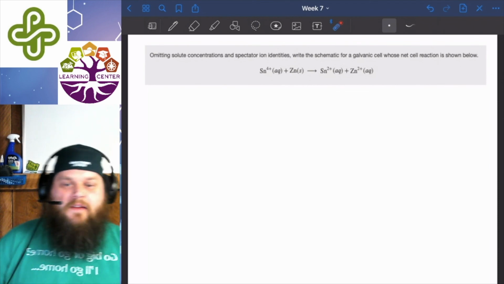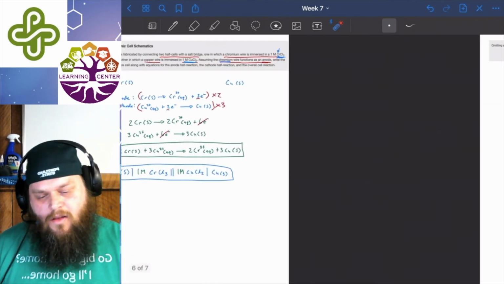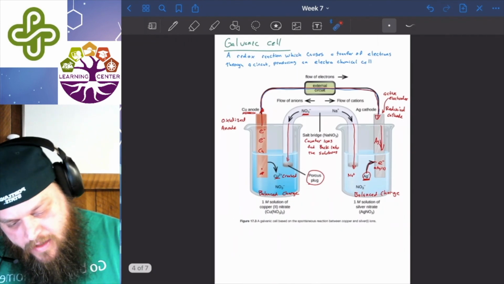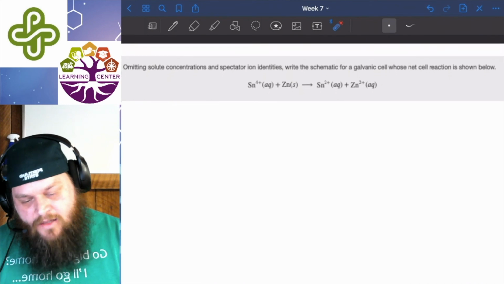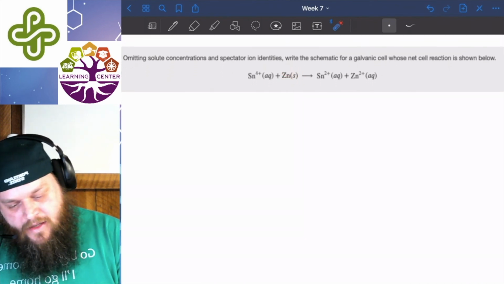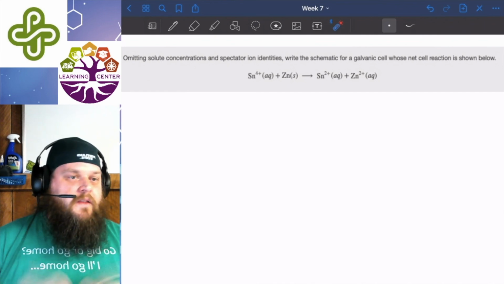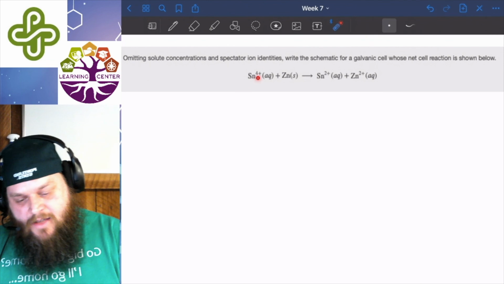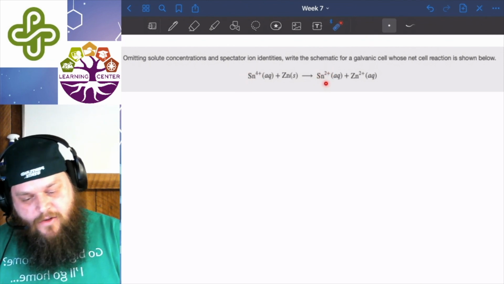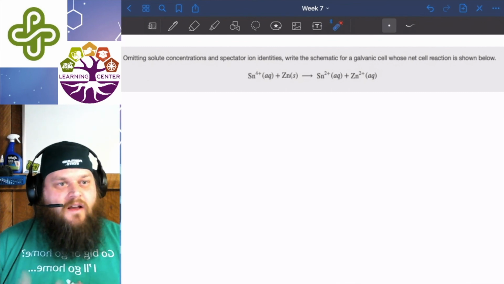So it's going to be acting as what we call an active electrode. The zinc is going from a solid to an ionic, so it's losing these ions into the solution from the solid object. In this case, the Sn4+ is turning into Sn2+, so it's not actually ever a solid object, so it's not going to be one of our electrodes.